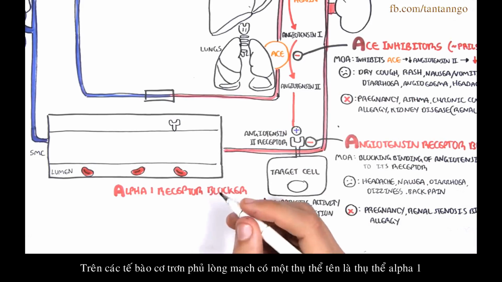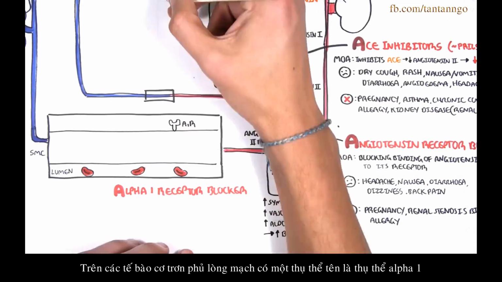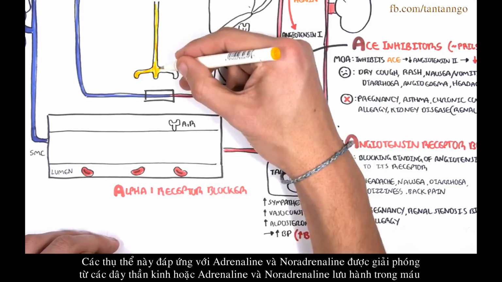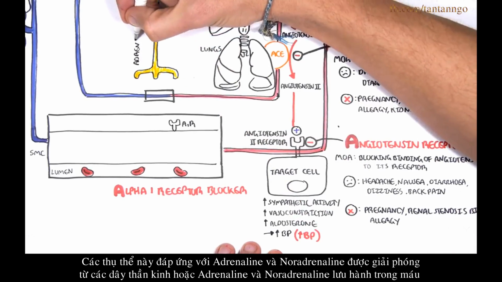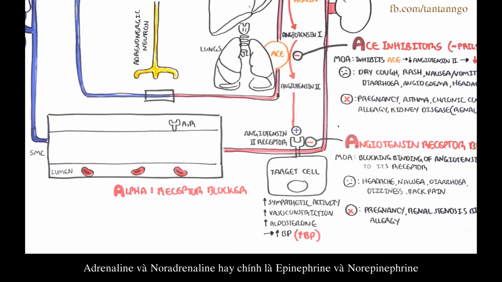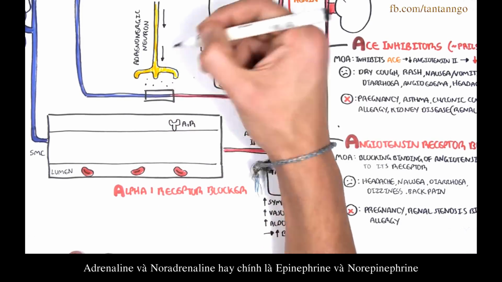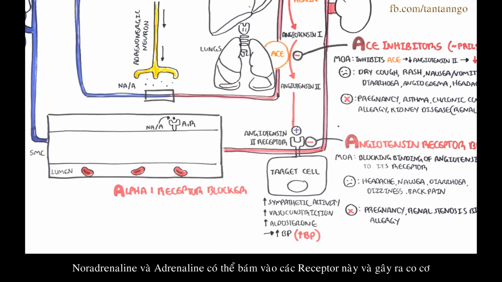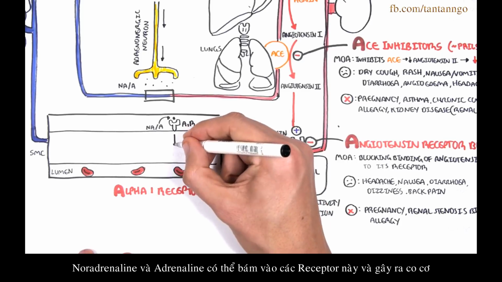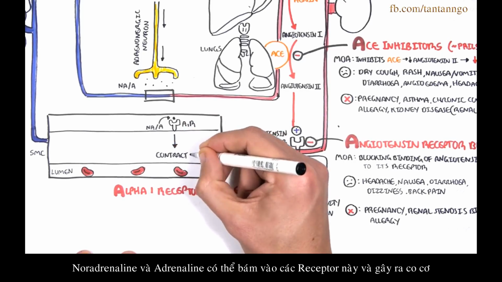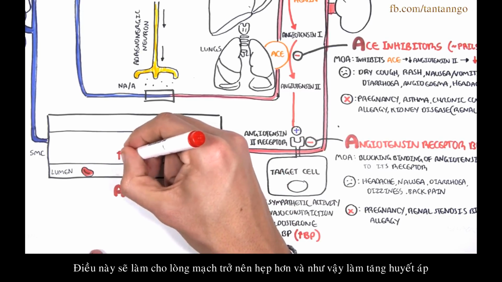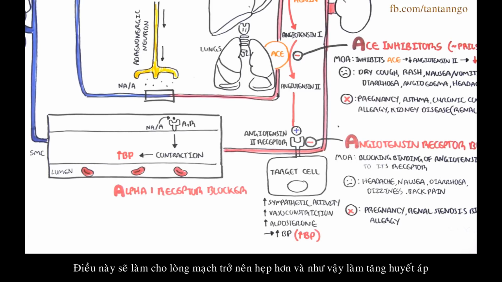The smooth muscle cells that surround the vessels have alpha-1 receptors. These receptors react to adrenaline produced by the nerve fibers or from adrenaline in circulation. Noradrenaline and adrenaline are the same thing as norepinephrine and epinephrine. Anyway, noradrenaline can bind to the alpha-1 receptor, and this will stimulate contraction of the smooth muscle cells. The contraction of the smooth muscle cells that surround the vessel will make the vessel smaller and narrow the lumen, and this will lead to an increase in blood pressure.